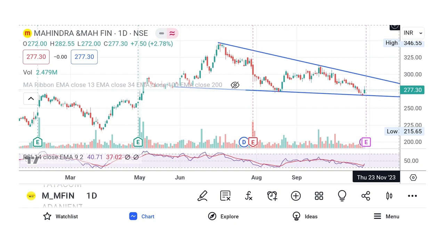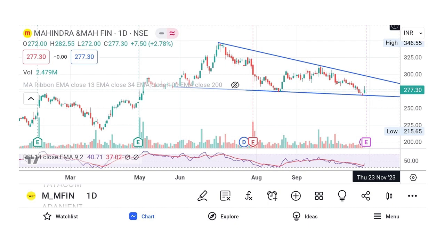You can see the stock has formed a triangle formation. Though the stock has not given a breakout, but definitely the setup is looking positive at this juncture. Mahindra and Mahindra Financial has formed a triangular formation, or you can call it a downward falling wedge.